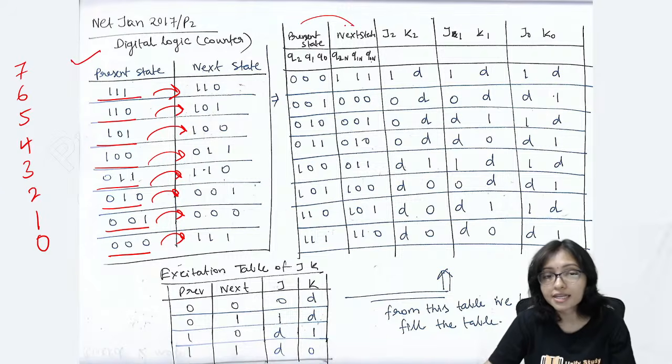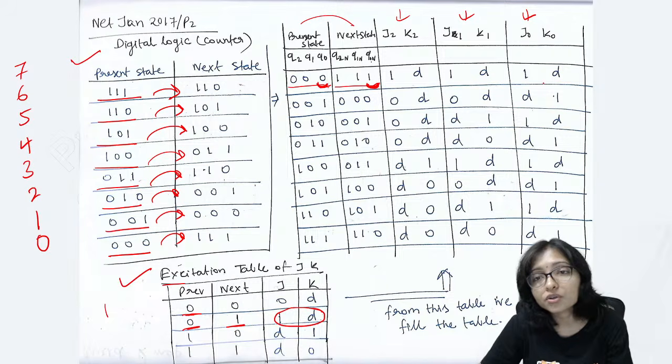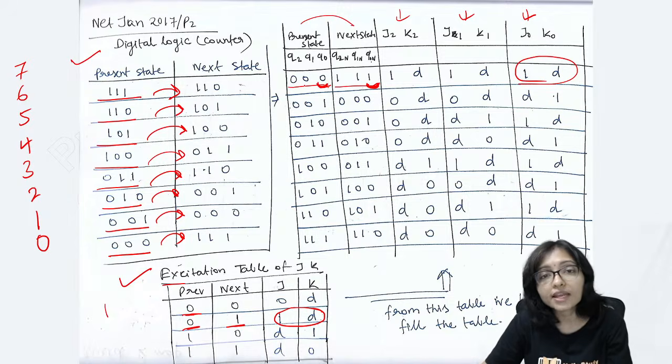After present state and next state, using this JK flip-flop, this is the excitation table of JK flip-flop. Through the JK flip-flop, you have to fill these values. When the previous state is 0 and the next state is 1, then it is 1D. That's why you will fill here for 0, 0 it is 1D. When this is 0, 1, then also it is 1D. When this is 0 and this is also 1, that's why it is also 1D.